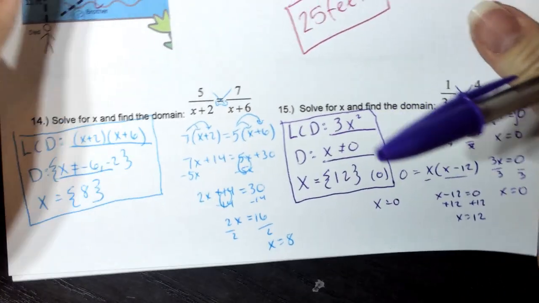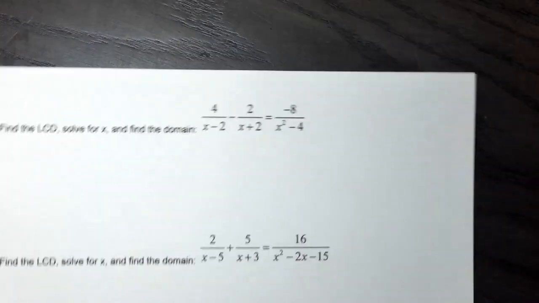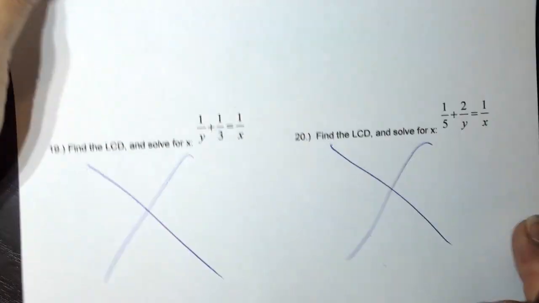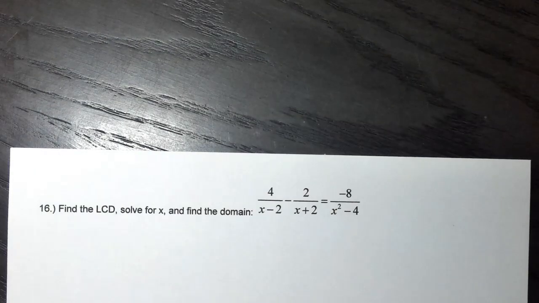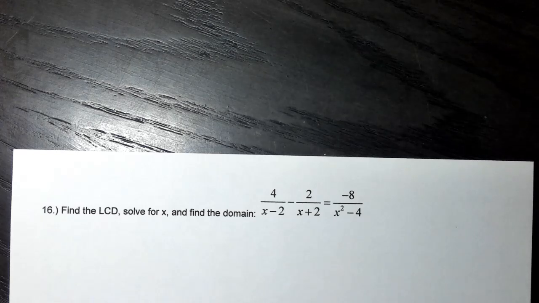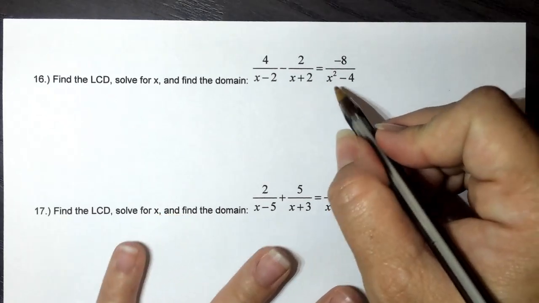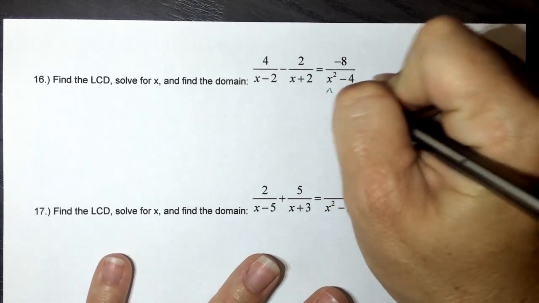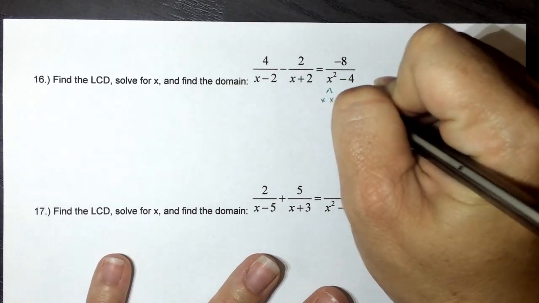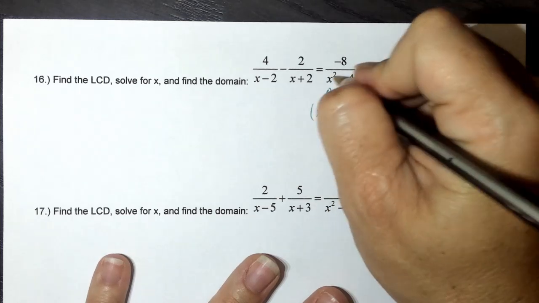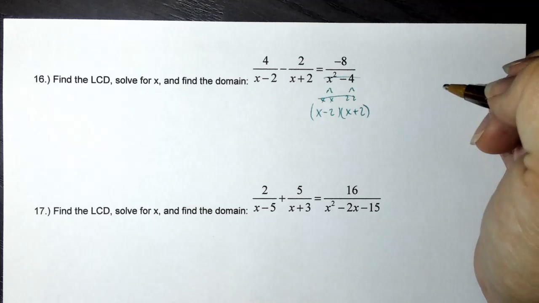Okay, so let's look at the last page. Here we are. Remember, we're not doing 19 or 20, so you can cross 19 and 20 out. Okay, so on number 16, we are doing a common denominator, but first we have to factor our denominator. So this has to be factored. Well, it's a perfect square minus a perfect square. This is x and x, this is 2 and 2, so it becomes x minus 2, x plus 2. So we're not looking here and here anymore.